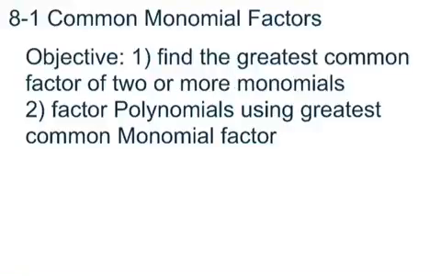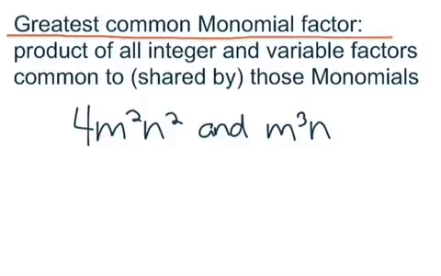8.1 Common monomial factors. Our objectives are to find the greatest common factor of two or more monomials, and then to factor polynomials using this greatest common monomial factor. First, let's talk about what the greatest common monomial factor is. It's the product of all the integer and variable factors that are common to, or in another way to say it's shared by, those monomials.